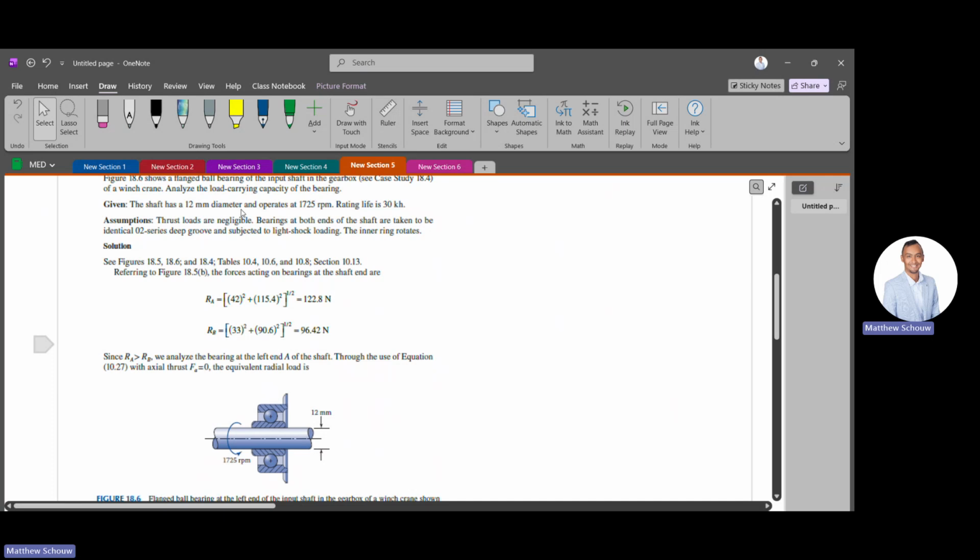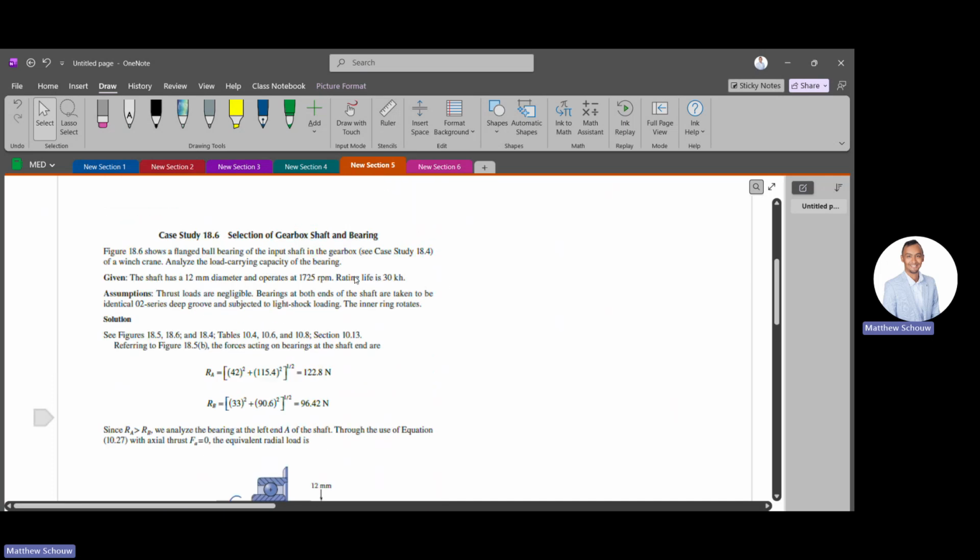Our shaft diameter is 12. We have that, and the rating life is 13. You're going to have to specify this part here, because depending on how long you want the bearing to last, this can obviously affect everything else.